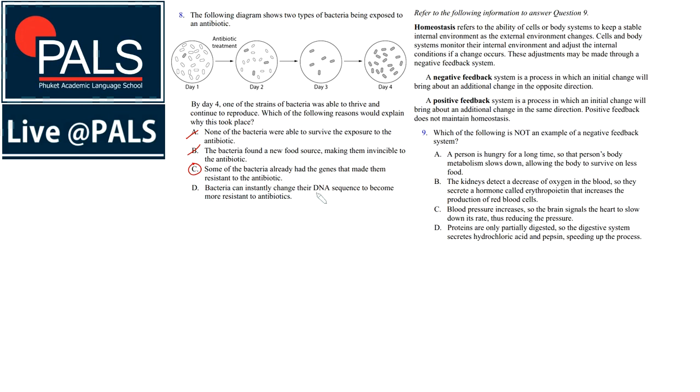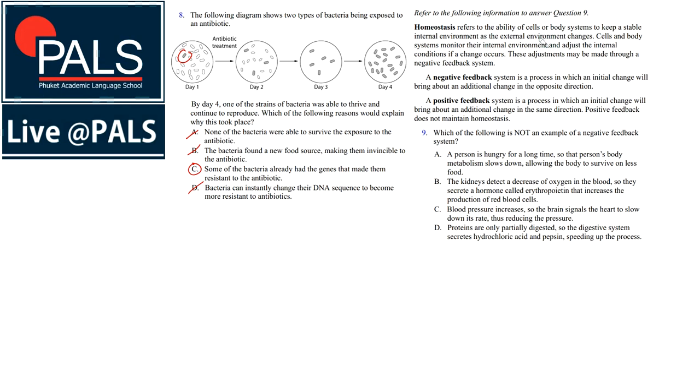Bacteria can instantly change the DNA. No, they cannot. So yeah, some of the bacteria did already have a gene that made them resistant to the antibiotic. Now we can see that we have very few, or just one bacterium, a small colony of the gray strain, and we can see that it immediately was able to reproduce, did not die off. So we can imply that this bacterium here already contained the antibiotic resistance.